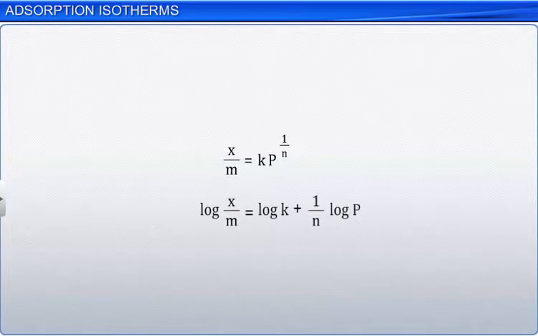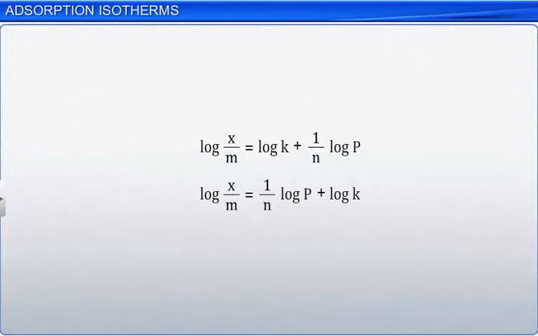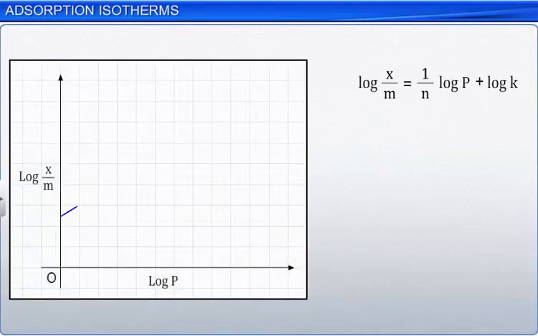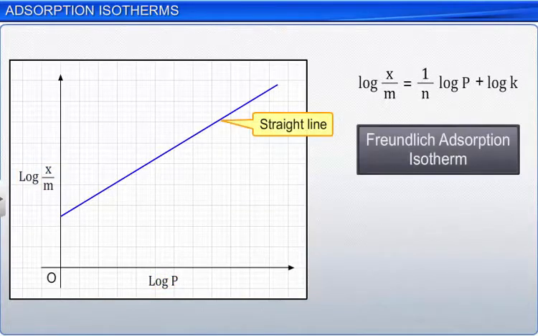This equation corresponds to the equation of a straight line, y equal to mx plus c. So, we plot a graph between log x by m and log p. If it is a straight line, then we say that the Freundlich adsorption isotherm is valid. Otherwise not. Note here that the intercept on the y-axis is equal to log k, and the slope of the straight line gives the value 1 by n.